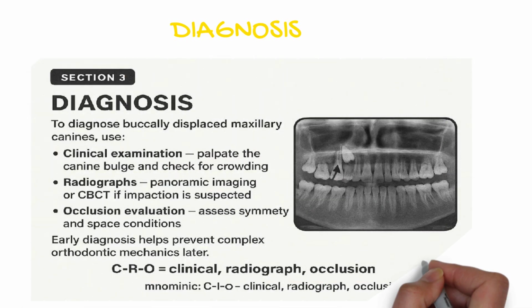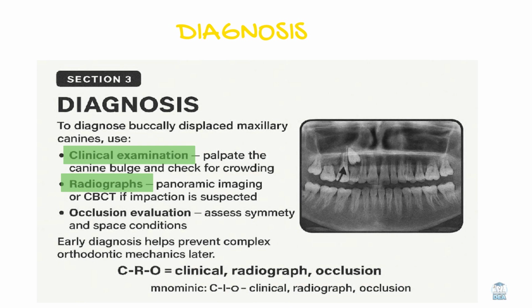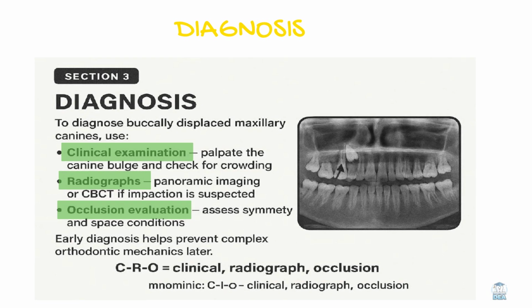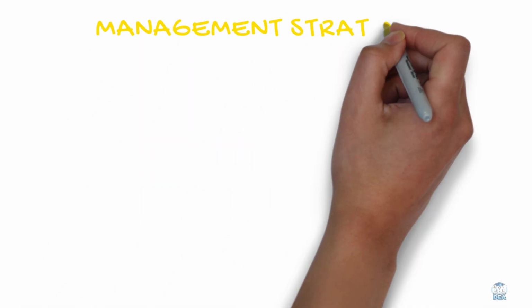Diagnosis involves clinical examination by palpating the canine bulge and checking crowding, radiographs like panoramic or CBCT if impacted, and evaluating occlusion and symmetry. Mnemonic: CRO. Clinical, radiograph, occlusion. Early detection is key to avoid complex treatment later.